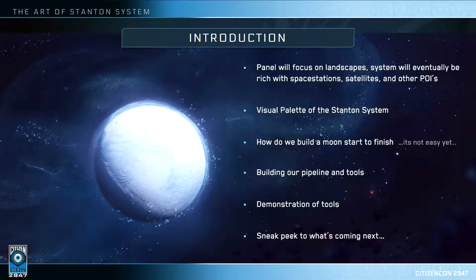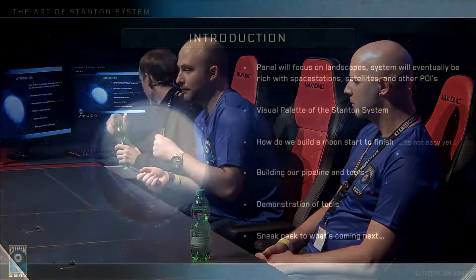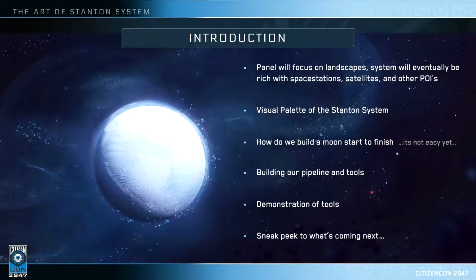We tend to get quite passionate about talking about art, so we're going to try and keep some momentum. And then secondly, we're going to talk about the visual palette. So what I mean about that is, within one system, we want to create a canvas. And within that canvas, we want variety of contrast and all sorts of things. Then we'll move on to the sort of things we've been doing lately, so building out moons from start to finish. And maybe just try and convince you guys that it's not quite easy just yet.